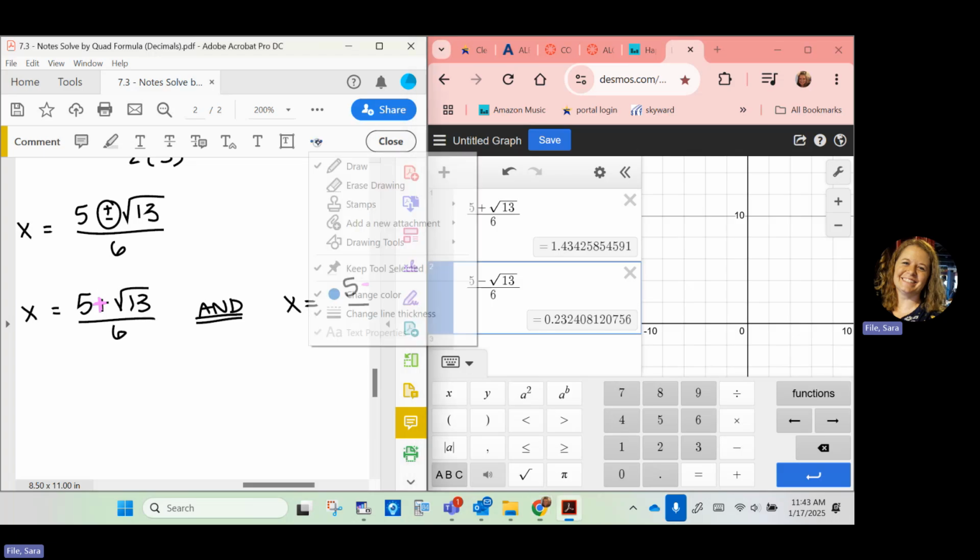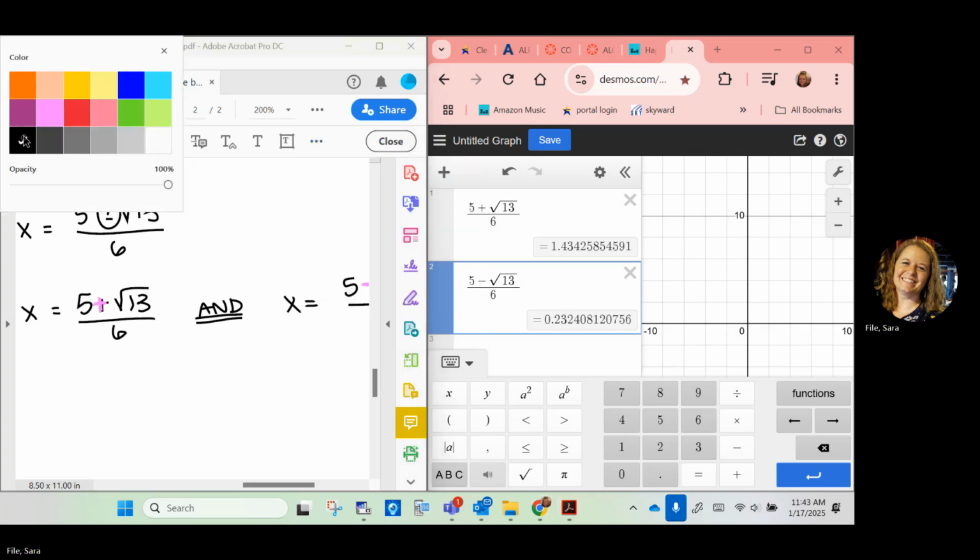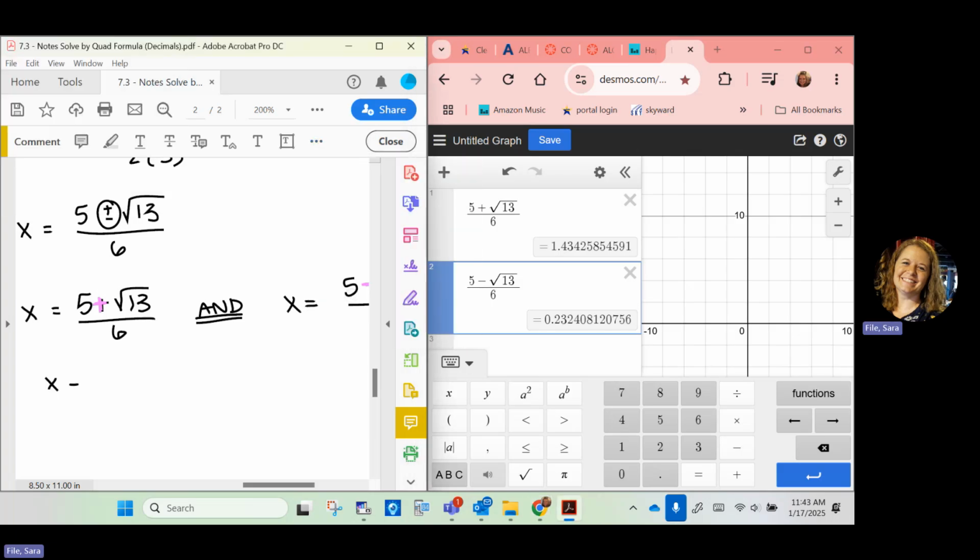So that is for plus 1.43 because I looked to see if I needed to round that 3 up. A 4 does not round the 3 up. And then this will be 0.23 because that 2 does not round that 3 up. So 0.23 for the minus.